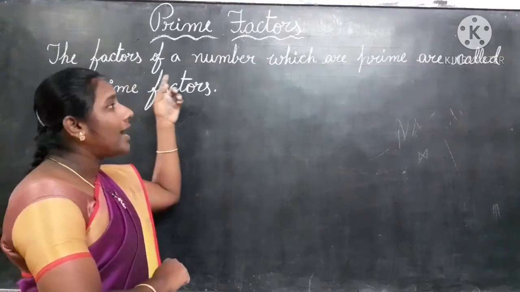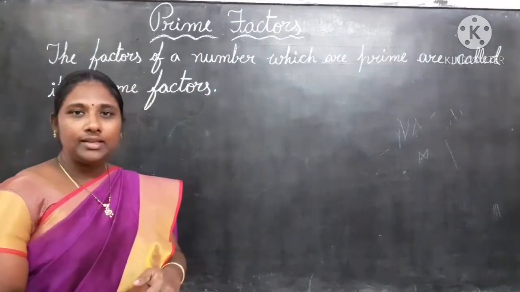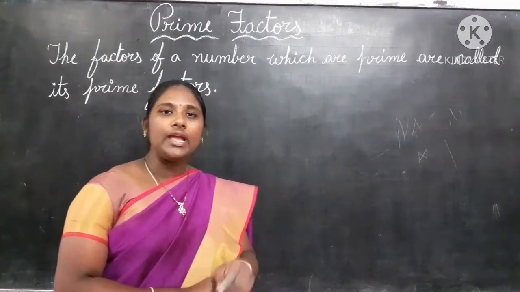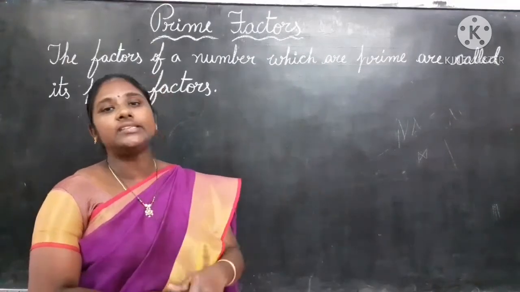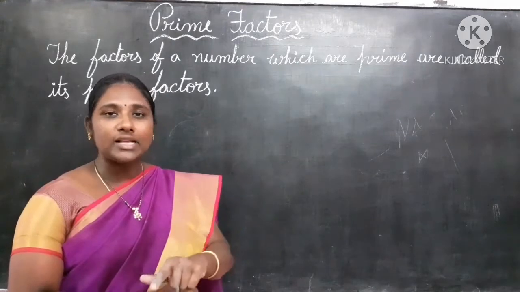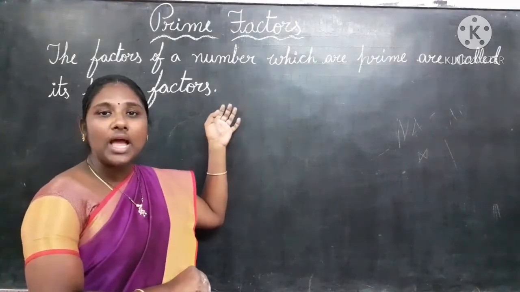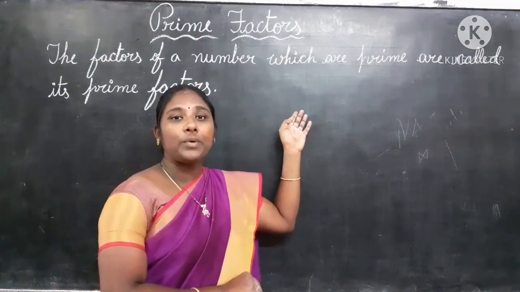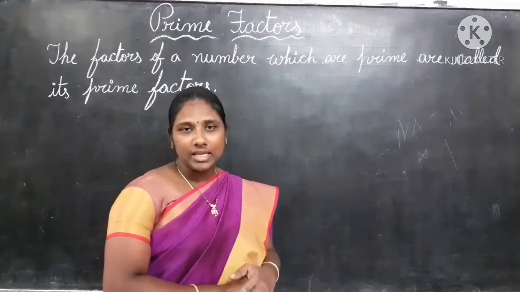Here, the factors of a number which are prime. What is a prime number? A number having exactly two factors, one and itself. A number having only two factors, one and itself, is a prime number. First we write the factors of a number, and in that, the prime numbers are called prime factors of the given number.